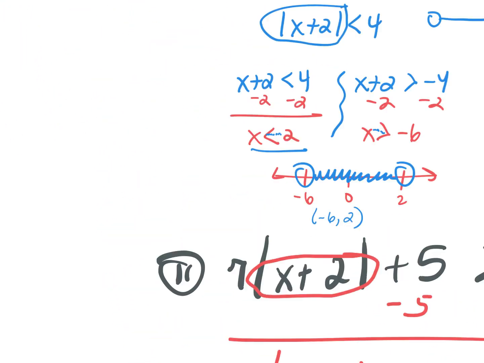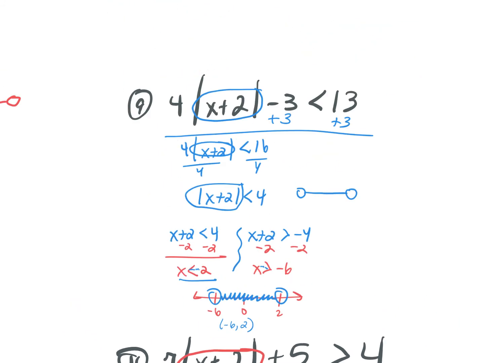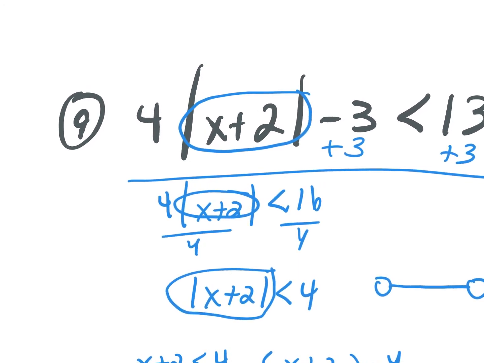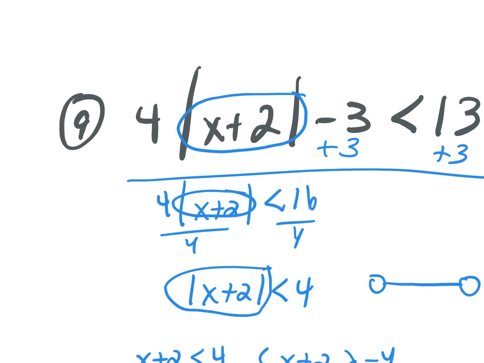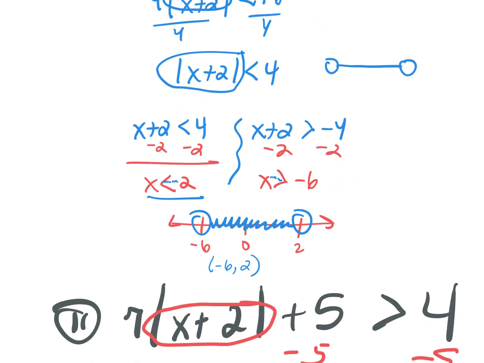If you have any questions, look here. Okay, shoot, I don't know if it's going to be all of it or not. So then pick 3. If I put 3 in here, 3 plus 2 is 5. 5 times 4 is 20. And 20 minus 3 is 17. Is 17 less than 13? No. So then I shaded correctly.